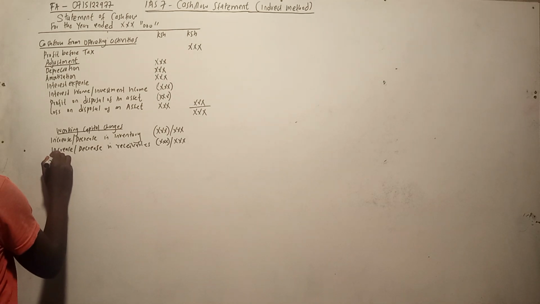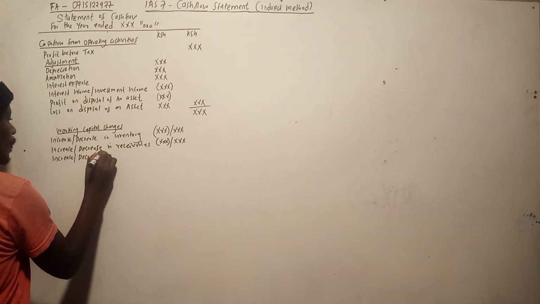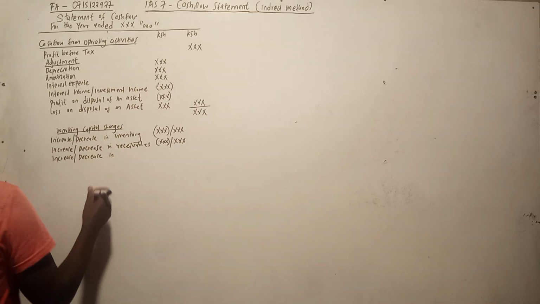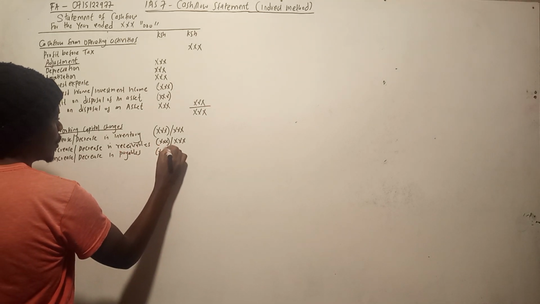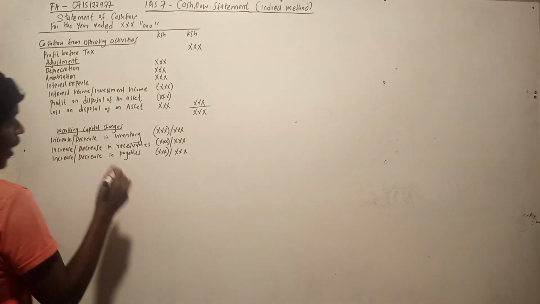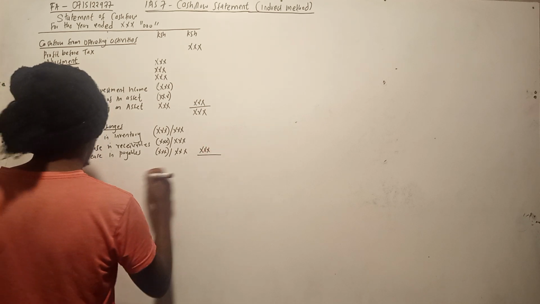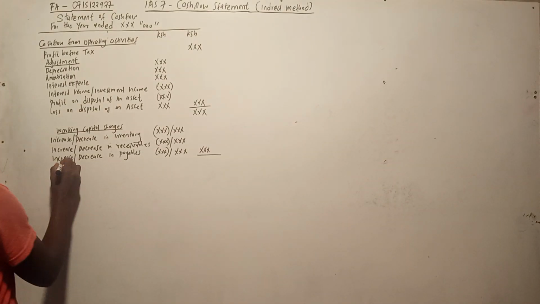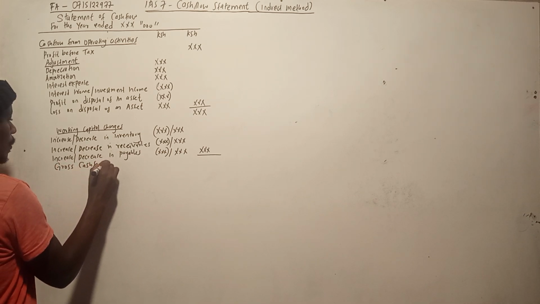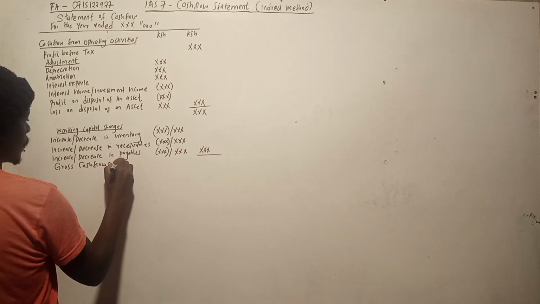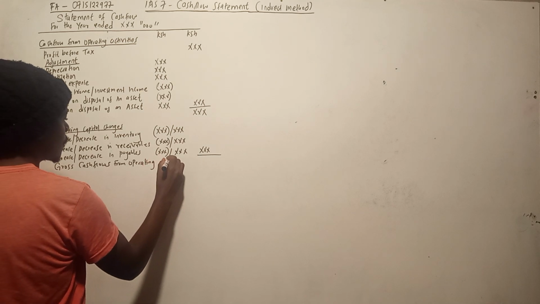And then the last one, increase or decrease in payables. It is either we have an increase or a decrease. So an increase we less, a decrease we add. Then when you get these items, we add them together. Then we can get the gross cash flows from operating activities.